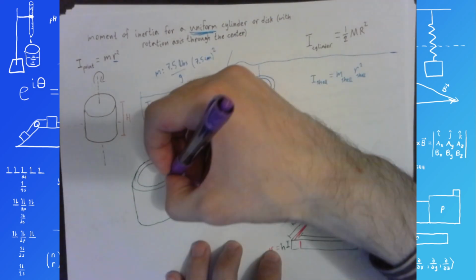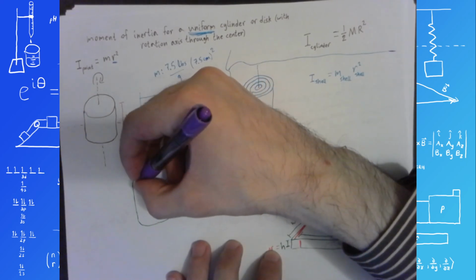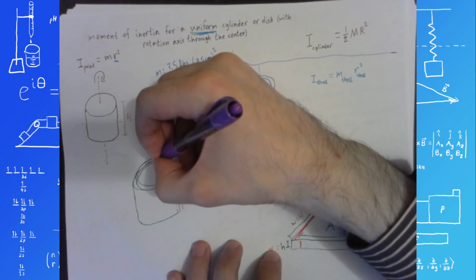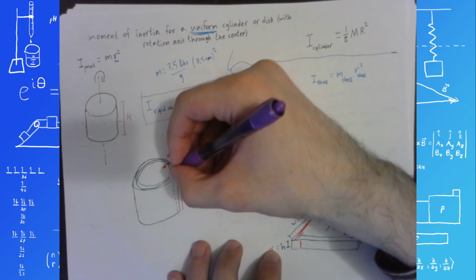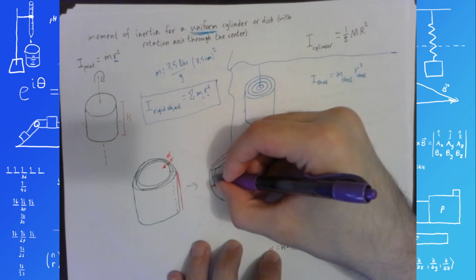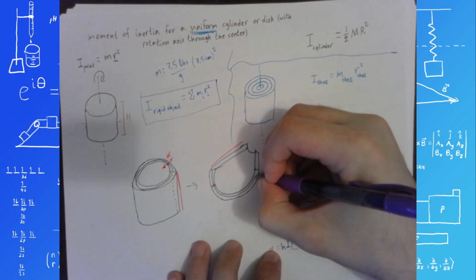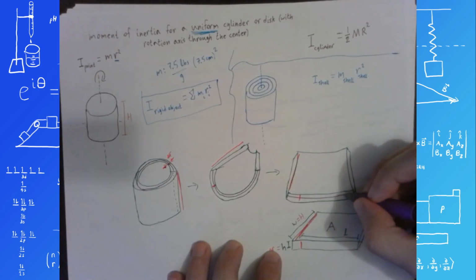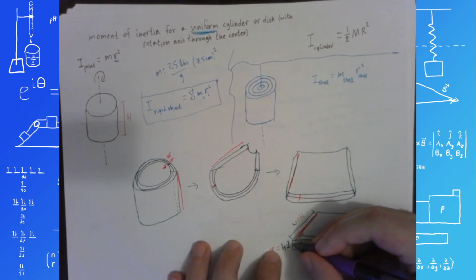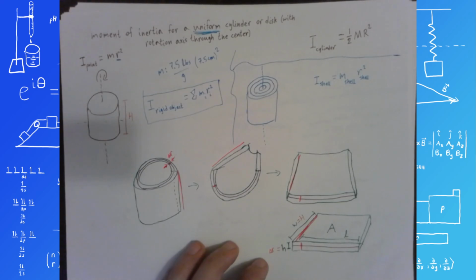So the length is what used to be this, all the way around this circle. That, when you open it, turns into all of this, which turns into this, which turns into our length.